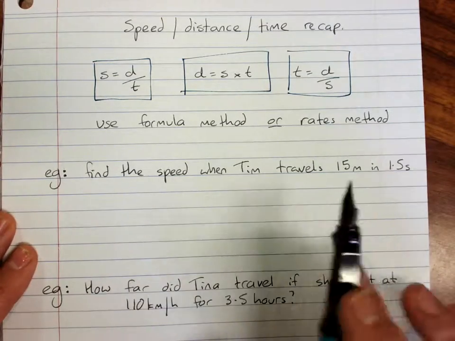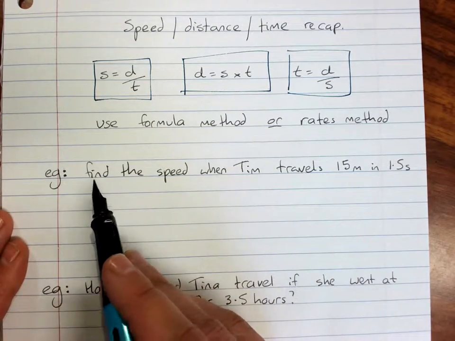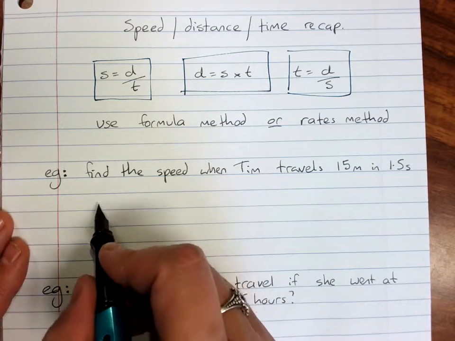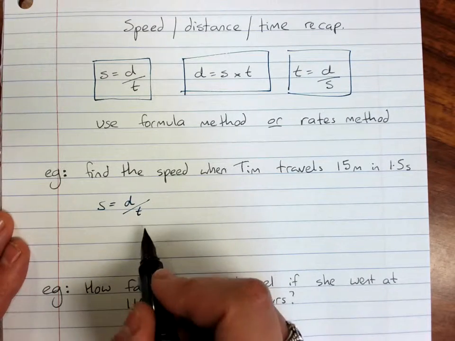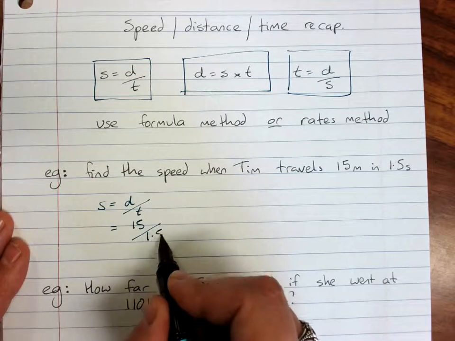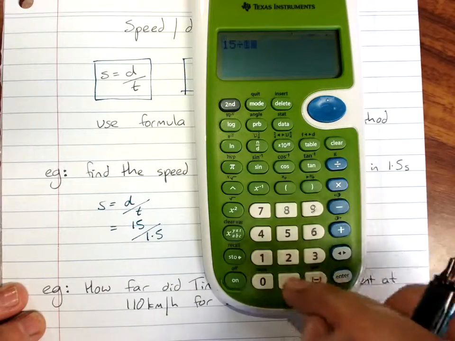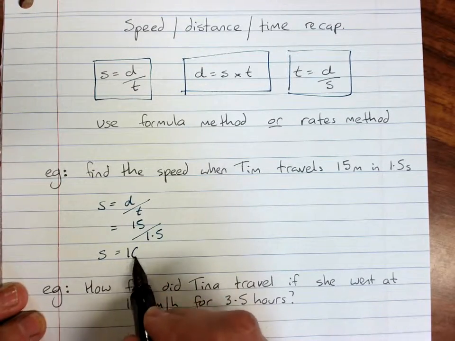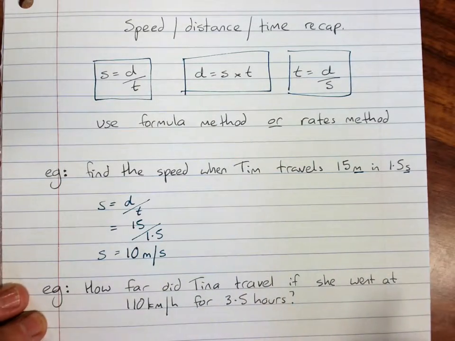So I'll do a couple of these with the formula method and at least one with the rates method so we remember them. For example, find the speed when Tim travels 15 metres in 1.5 seconds. Formula method, speed equals distance divided by time. Write the formula. Substitute the values, 15 metres divided by 1.5 seconds. Grab your calculator, 15 divided by 1.5, 10. So the speed is 10 and we're in metres and seconds, so speed is metres per second.